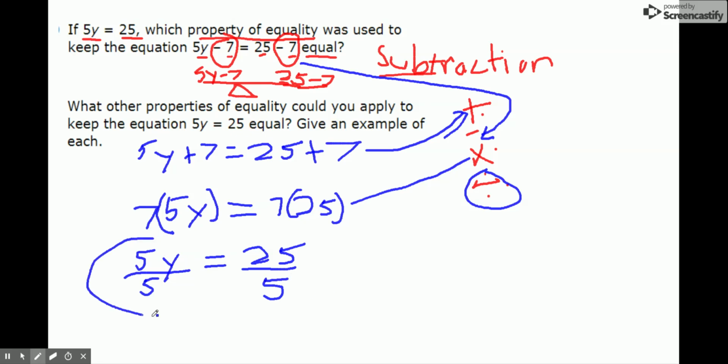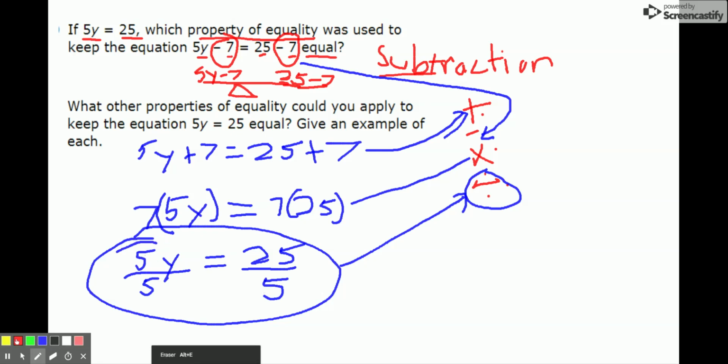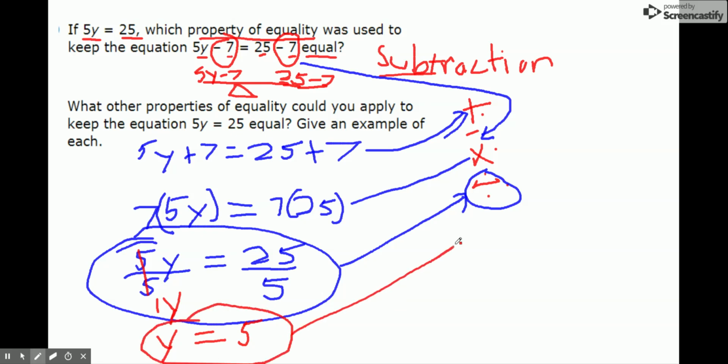And as it turns out, you can actually take this property of equality and use this to actually solve. So if I have 5y equals 25, but then I divide both parts by 5, over here, that's going to cancel out. What I mean by that is 5 divided by 5 is 1. So this here becomes 1y, and 1y is just y. And that's going to equal 25 divided by 5. And 25 divided by 5 equals 5, in which case you can solve for it using the division property of equality.